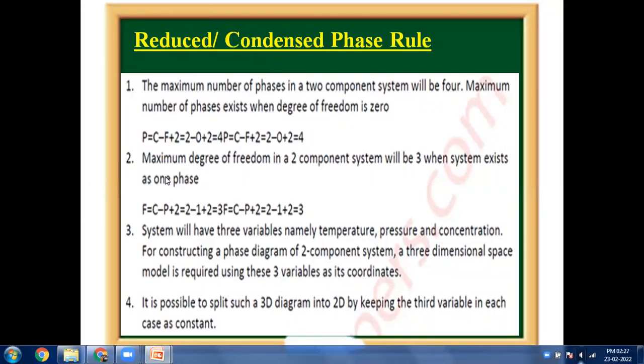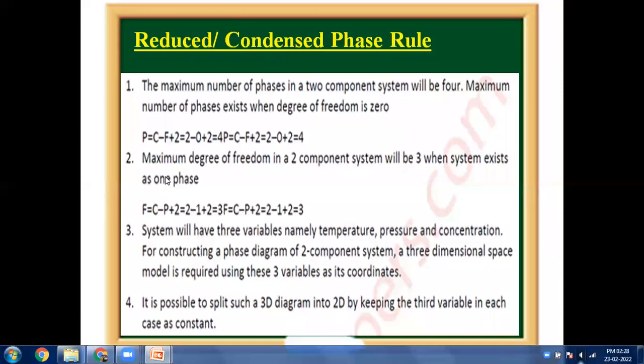But degree of freedom, if you just recall the definition, the degree of freedom speaks about the three important factors. What are the three important factors? Temperature, pressure and concentration. Concentration in terms of composition. ठीक है. तो ये थ्री इंपॉर्टेंट जो वेरिएबल्स है या थ्री इंपॉर्टेंट फैक्टर्स है जो डिग्री ऑफ फ्रीडम को एक्सप्लेन करते हैं, ये मैक्सिमम है.